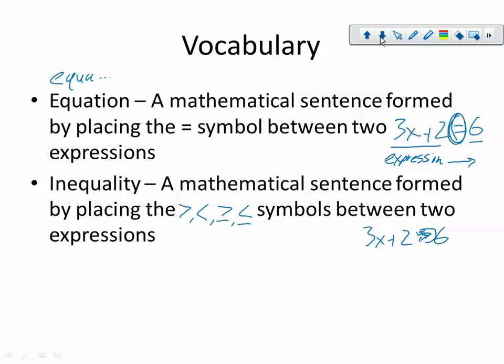So, the symbols that you guys need to know, you should already kind of know these things, but let's just make sure we get them all down, right? There's the equal sign. We have greater than. By the way, these ones should be read left to right. Greater than. The greater than is on the left-hand side. That's why it's greater than. Then we have less than.